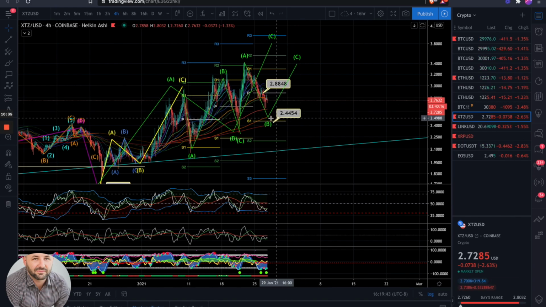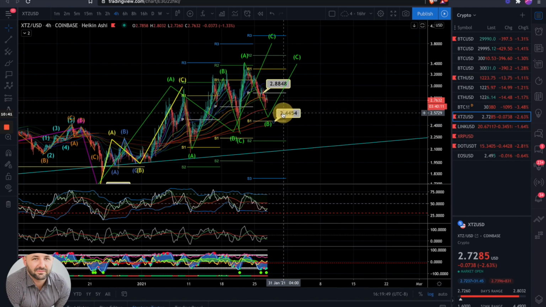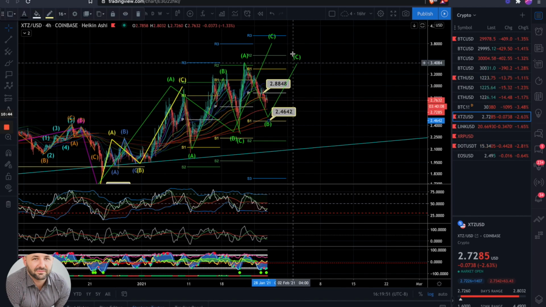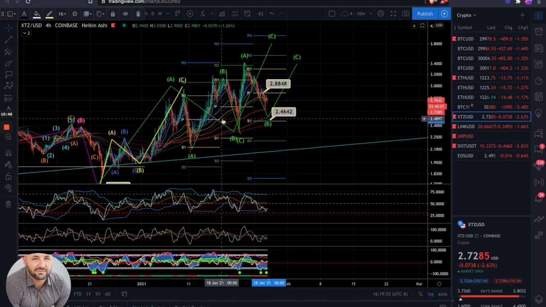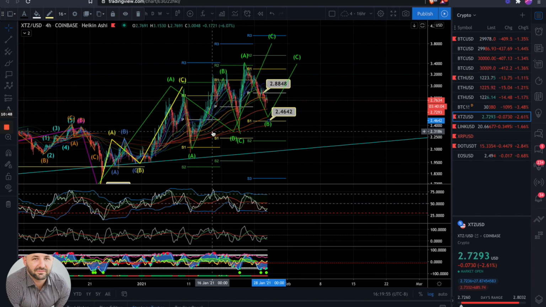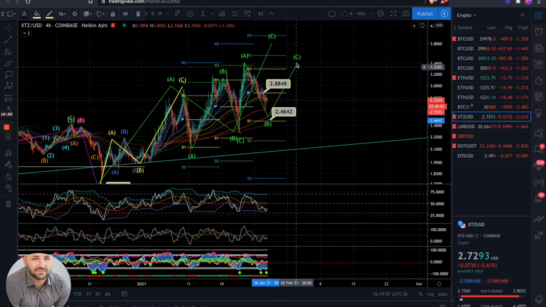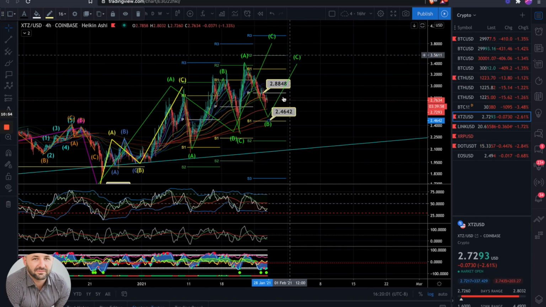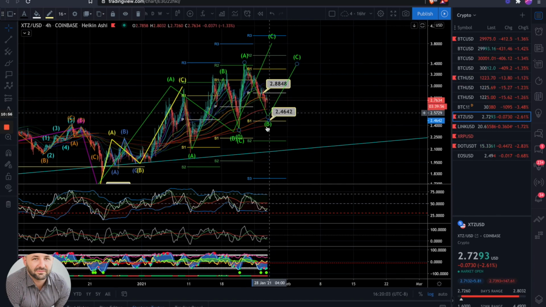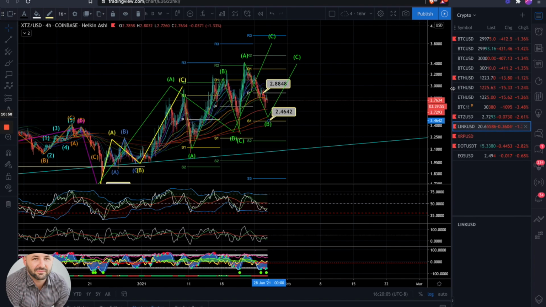Look for us to come back down, potentially test the EMAs at 2.5 or 2.46 before we get a bounce. But I would be looking for it to be a C wave, an impulsive wave back up. But before we get targets to the upside, I'll pay attention and make sure we get these bounces first.